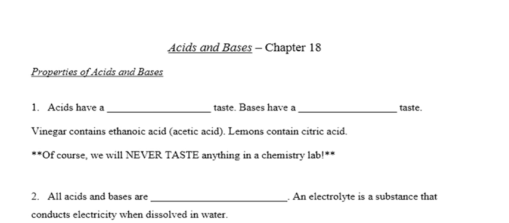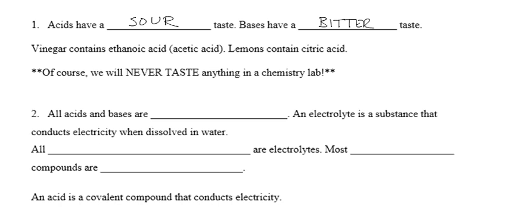acids have a sour taste, whereas bases have a bitter taste. Vinegar contains ethanoic acid, which is acetic acid. Lemons contain citric acid, so a very characteristic sour taste. Of course, in chemistry, we will never taste anything in the chemistry lab, so we don't really use taste as a way of determining an acid from a base.